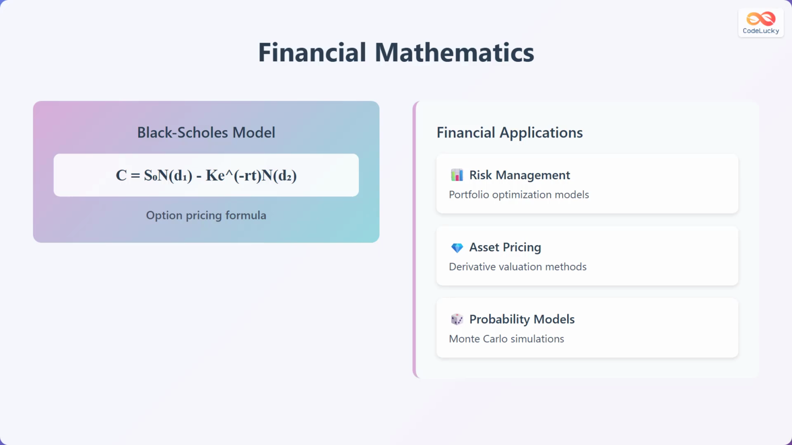Financial mathematics relies on complex models to price assets and manage risk. One of the most famous is the Black-Scholes model, represented by the equation C = S₀ N(d1) - K e^(-rT) N(d2). It is used for option pricing. Financial applications of mathematical models include risk management, asset pricing, and probability models.